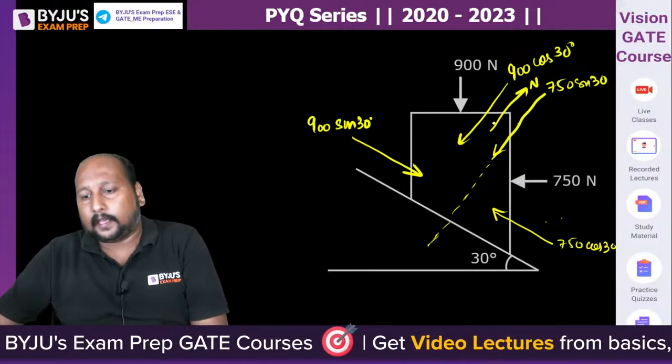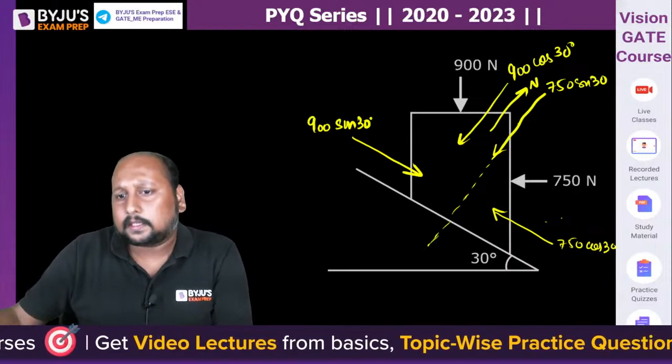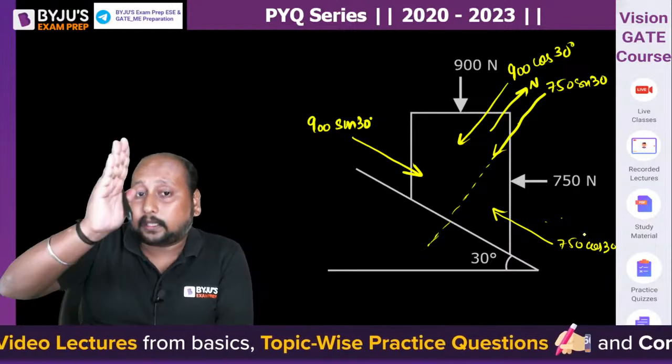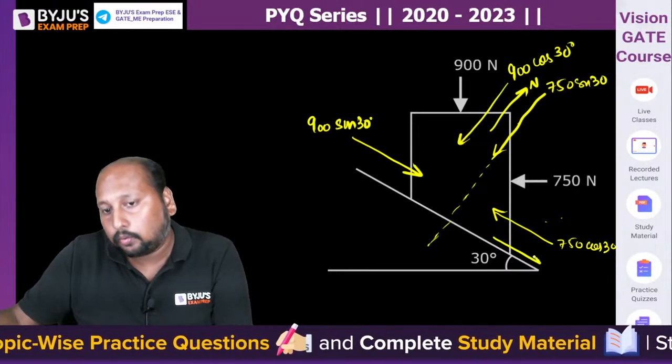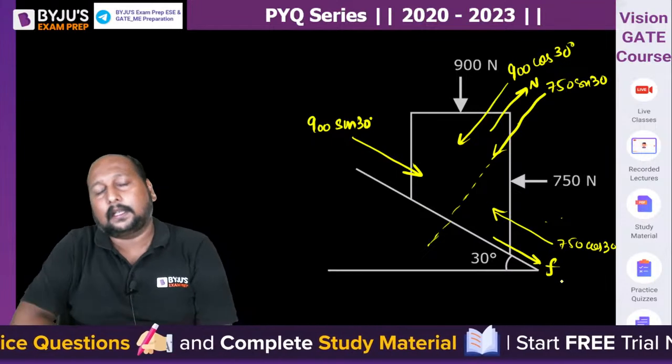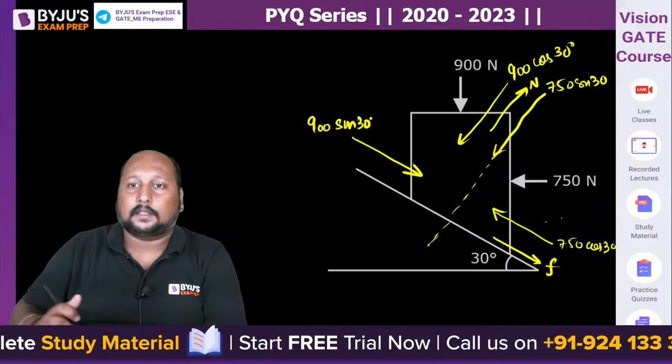If you try to visualize, because the body is not having mass, 750 cos 30 magnitude will definitely be more than that of 900 sine 30. So I can surely say the body is about to move upside, and this is the frictional force, downward. Okay, now you can calculate all the forces.